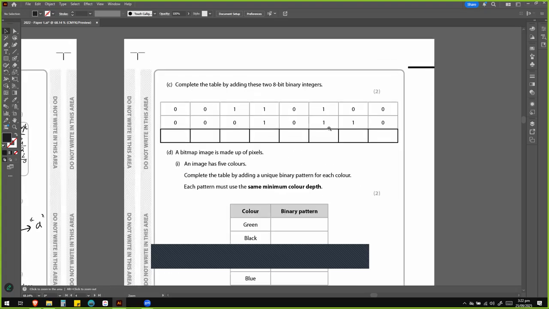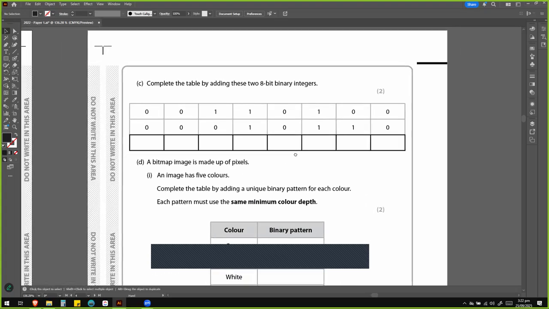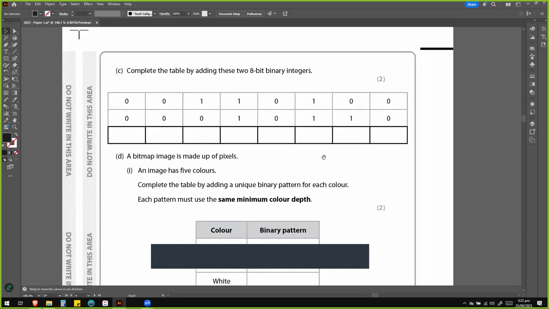The next question says, complete the table by adding these two 8-bit binary integers. As always, pause the video and come back, solve it yourself, and then come back for the answer, inshallah. Okay, now that you're back for the answer, let's start solving this, inshallah.